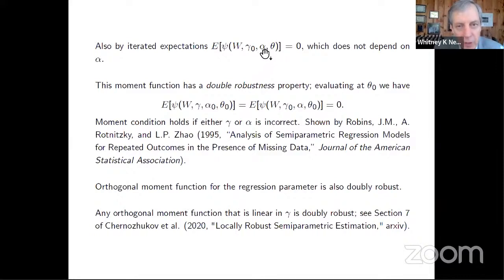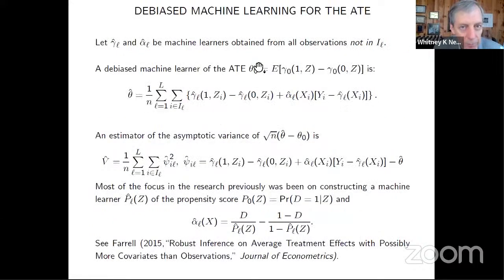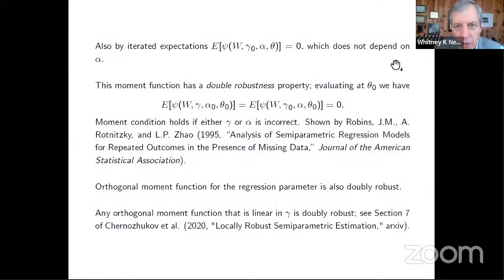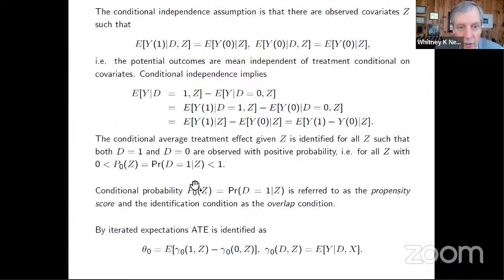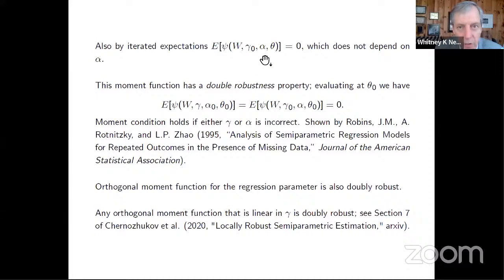That's not quite true. Actually, anyway, it doesn't depend on alpha. Sorry, this doesn't depend on alpha. This does not depend on alpha here. You can show that. Now this is an interesting feature of this problem. Notice, if you go back to this, when theta is equal to theta naught, you get zero here. And that says that the expectation of the orthogonal moment function evaluated at the true theta naught and any gamma is zero. The next page says, this should be theta naught here. Expectation at gamma naught and any alpha is zero.